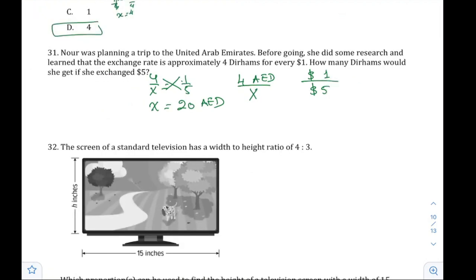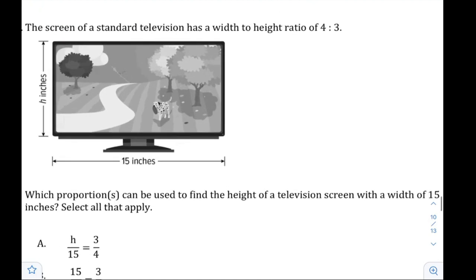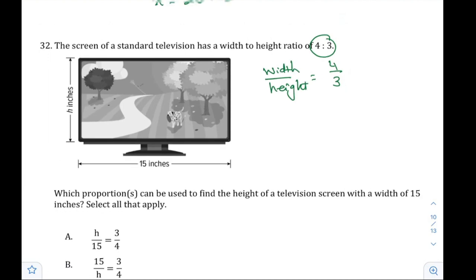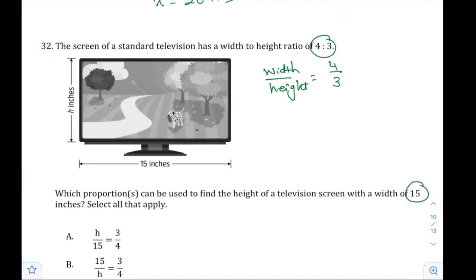It's easy. The screen of a standard television has a width to height 4 to 3. So width over height is 4 over 3. Ratio is the same as fraction. Now, the width here is given to be, as you see here, which proportion can use to find the height of a television screen with a width of 15 inches. This is the width. So I will replace the width of 15 over the height that I don't know is equal to 4 over 3.